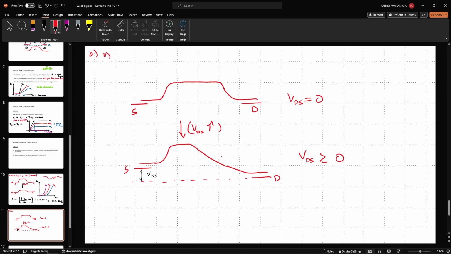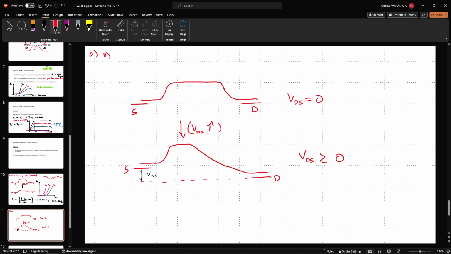Now, since that happens, what is actually happening is that the electron doesn't require as much energy to travel from source to drain. It will actually travel much quicker, which implies, again, if I would like to use this device as a switch, the gain in current will increase.